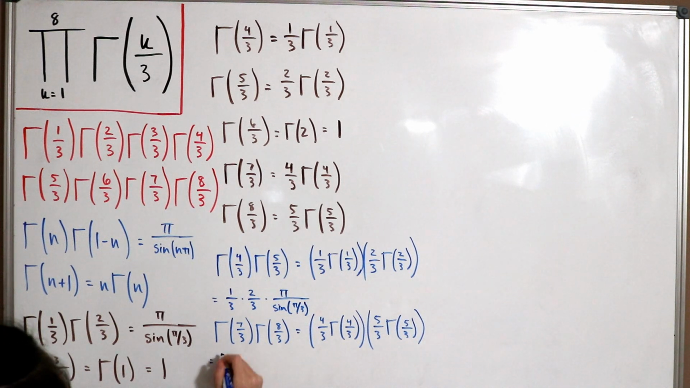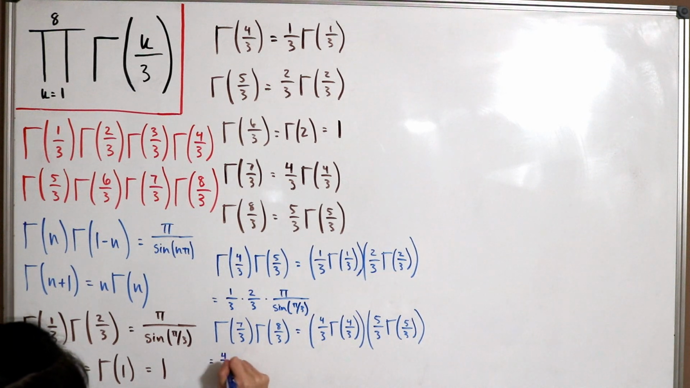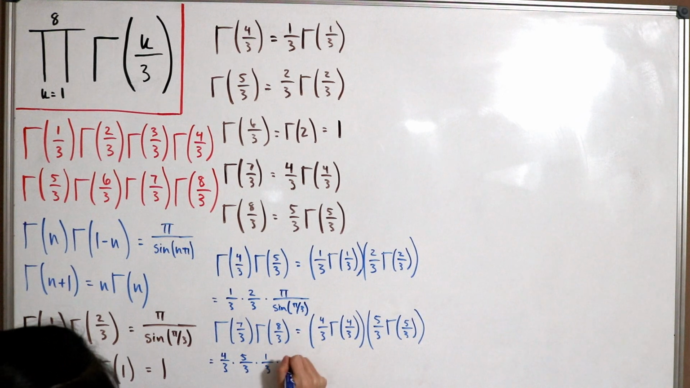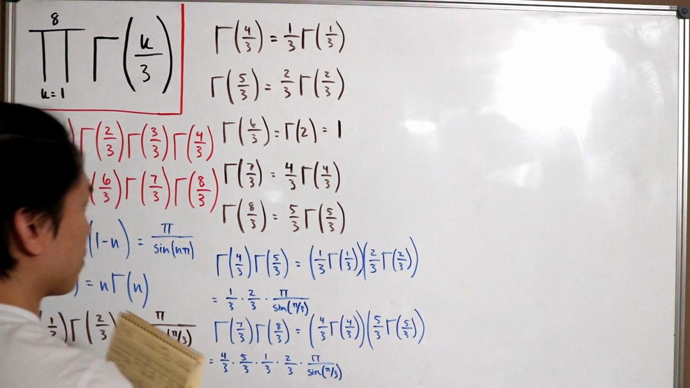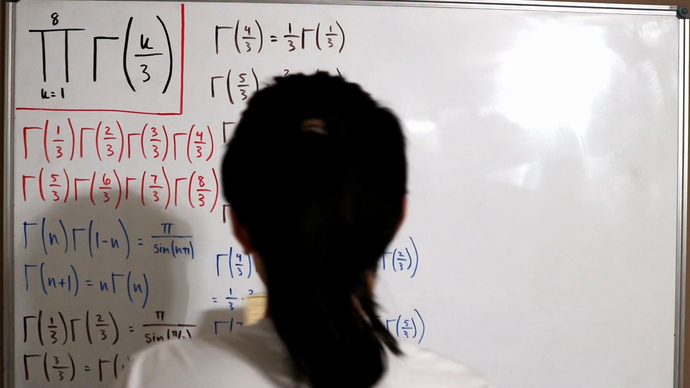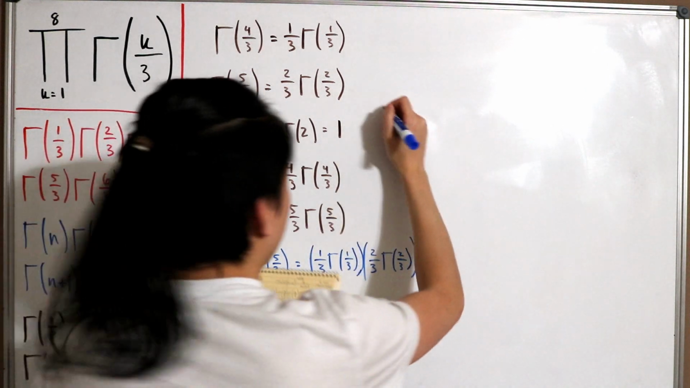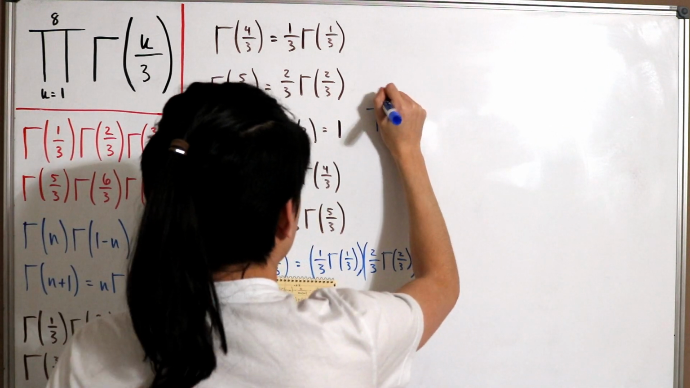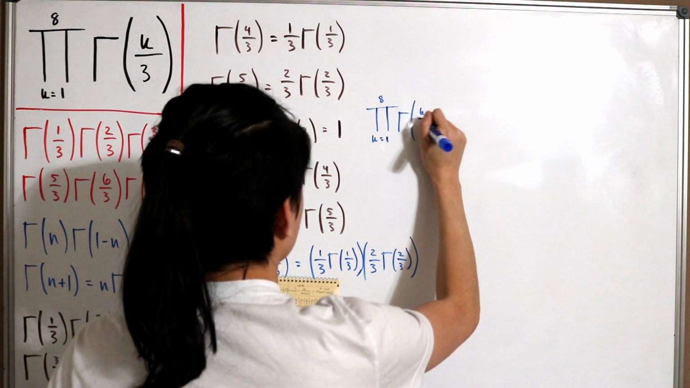So now all we have to do is the substitution. So we have 4 over 3 times 5 over 3 times 1 over 3 times 2 over 3, and then times pi divided by sine of pi divided by 3. So we have everything we need. Now let's go back and do the substitution of our expansion over here, which is of course the given. So to reiterate everything, we now have the partial product k equal to 1 of gamma of k over 3.